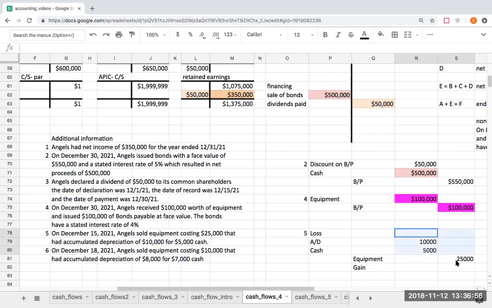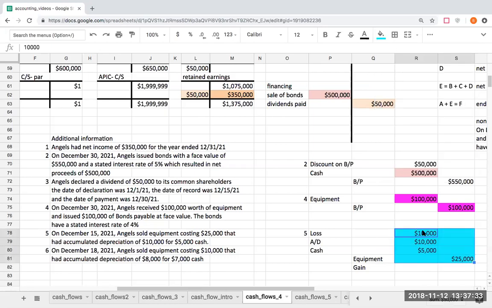So similar to the other questions involving an asset sale, what I then do is say, okay, if it cost me 25 and it had accumulated depreciation of 10, that means I have a book value of 15, or the equipment minus the accumulated depreciation. I'm selling it for 5 and I am going to have a loss of $10,000.